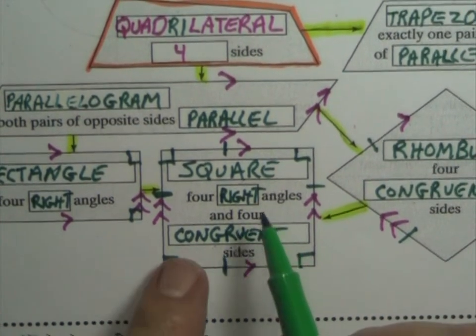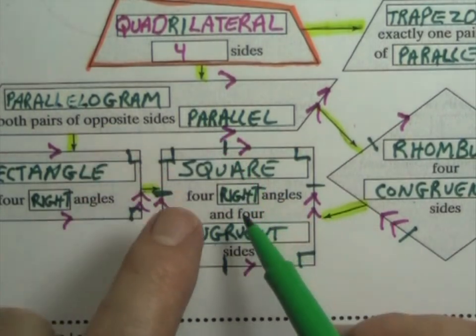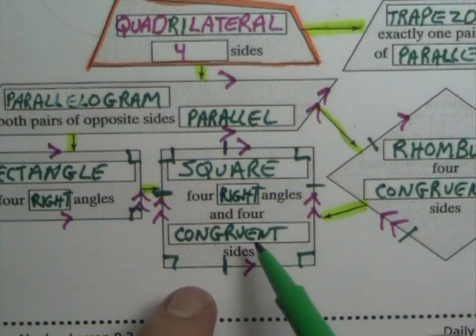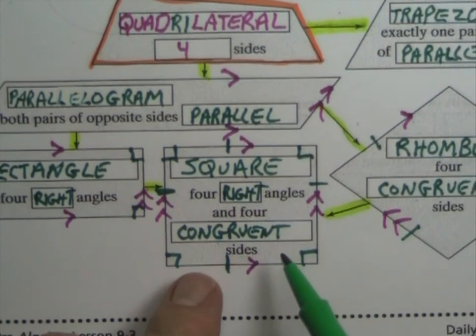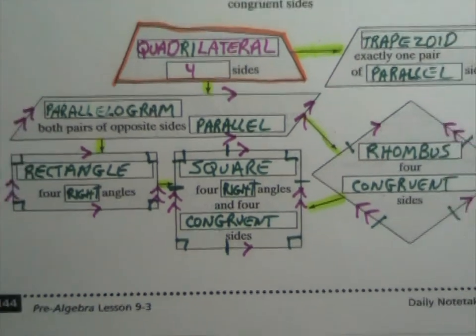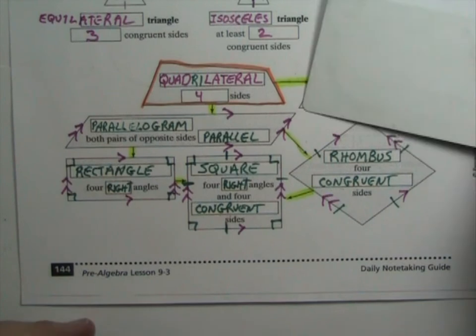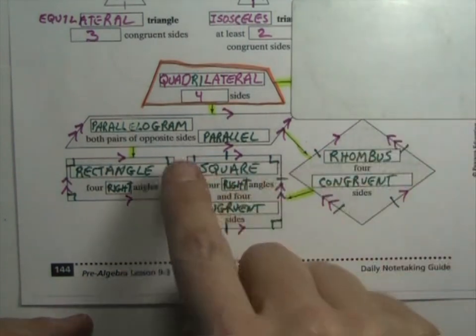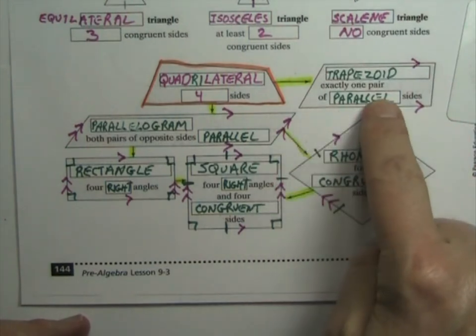So it is a rectangle. It's just a special type of rectangle. It is a parallelogram. It's also a rhombus. It's a special type of rhombus. So if we just forget about this one on the side, these are all parallelograms, and this one over here is a trapezoid.